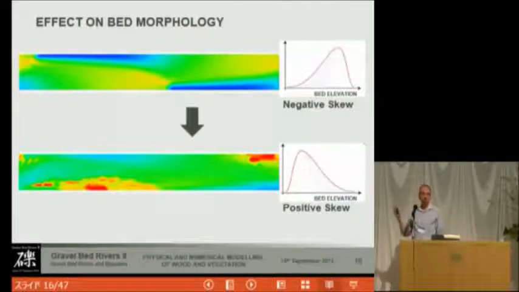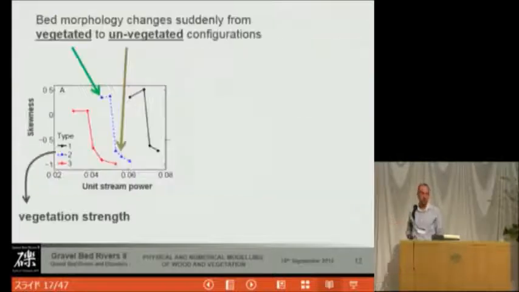So computing the skewness of the bed frequency distribution for many cases, we found out that if you change the discharge, or better, the unit stream power in your system, you find that there is a very sharp transition between the unvegetated condition and the vegetated conditions. So this means that if you include vegetation in your model, the system, in a way, flips from one state to the other. So there isn't an intermediate stable state.